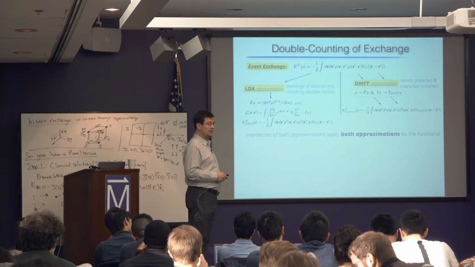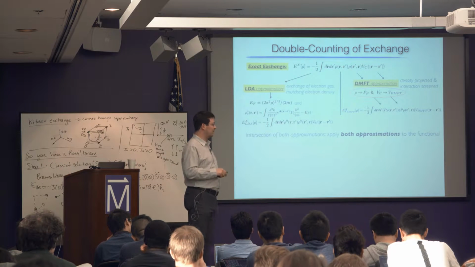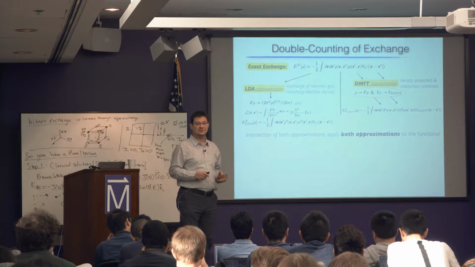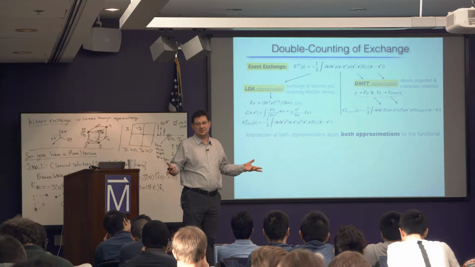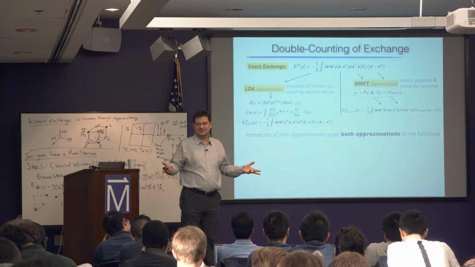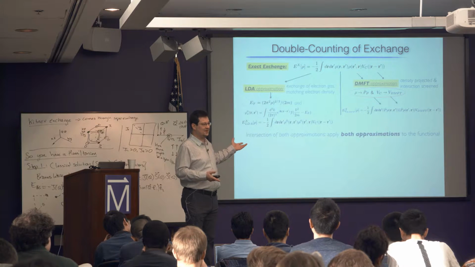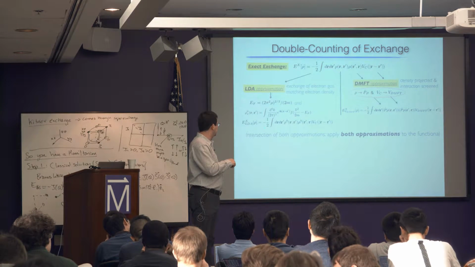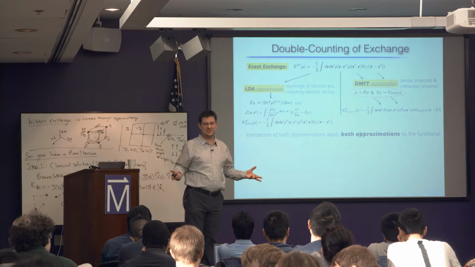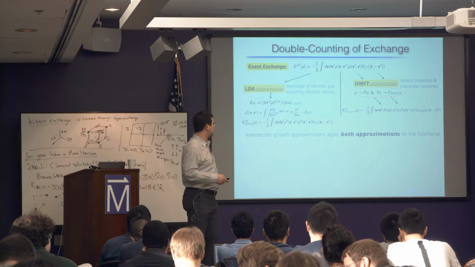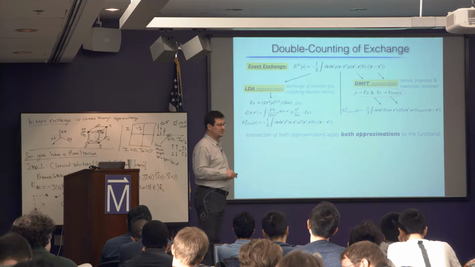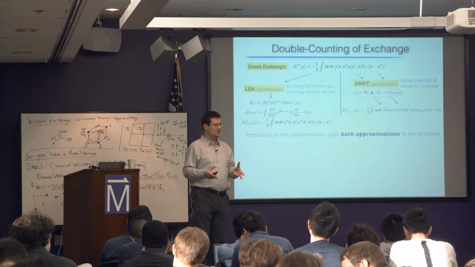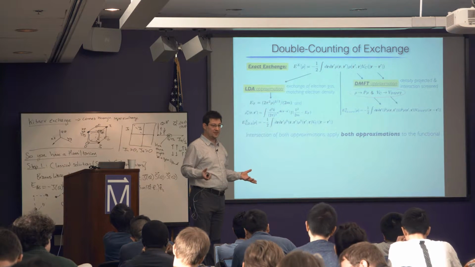Okay, so what is then the intersection of both approximations to the functional? For the exchange, now we should be able to say. I mean, you don't need a Feynman diagram for that. Okay, you have both approximations. You start with the exact functional, you go one route, you go another route. What is the intersection? Well, the intersection is that you need to make both approximations on the functional. Okay, in which order you do it doesn't matter.